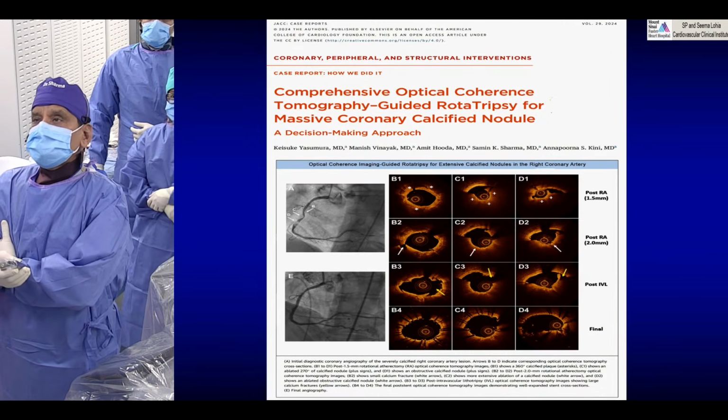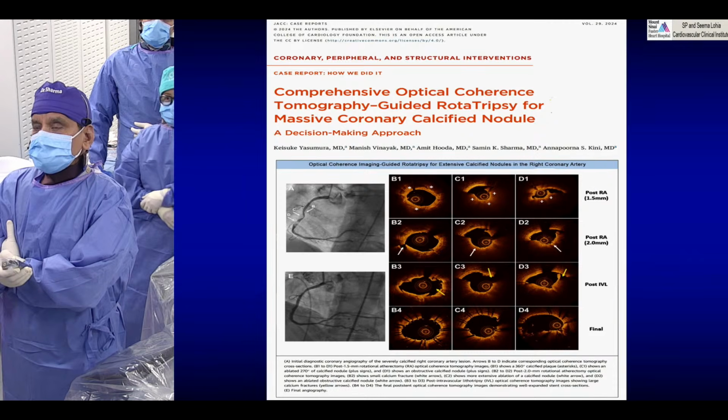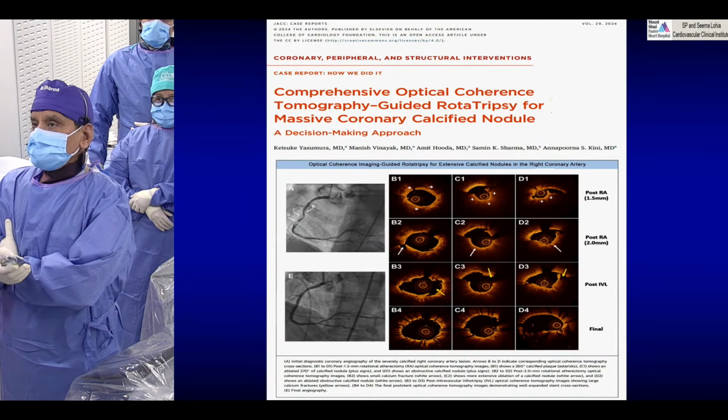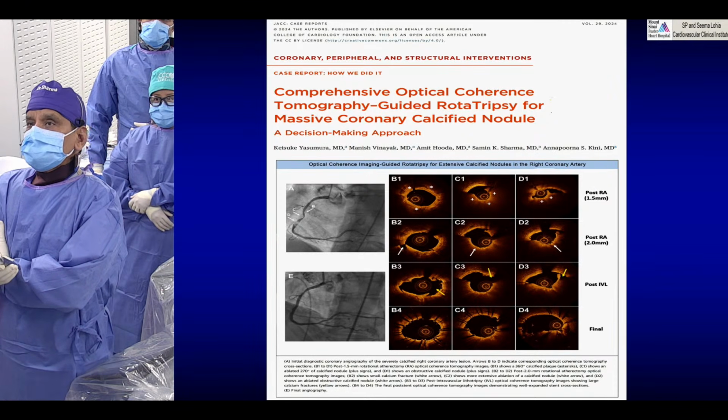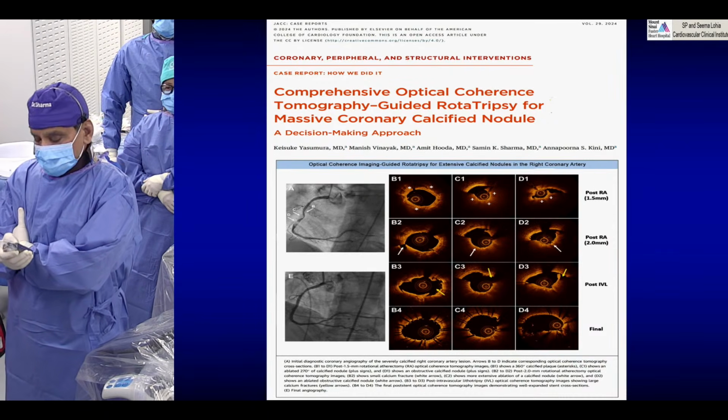Actually, this is our CCC live case last year. We did multiple OCT pullbacks, the full pullback, and a precise lesion assessment, step by step, how we do the burr and step up the burr, and the IVL, and finally a great stent expansion. So it's a very great case.